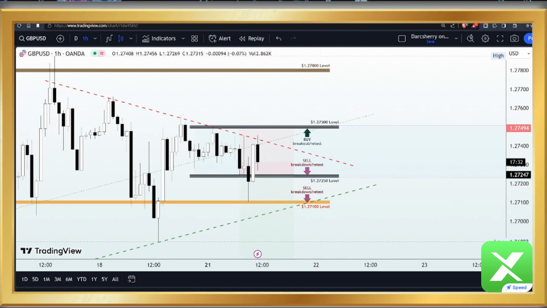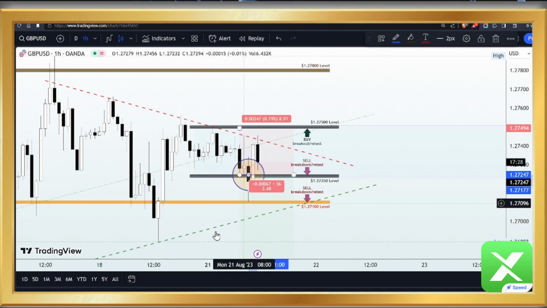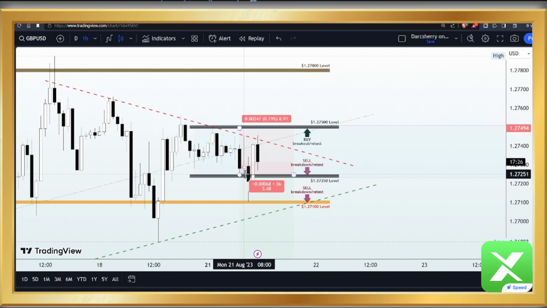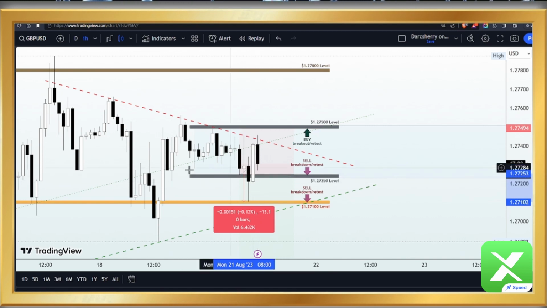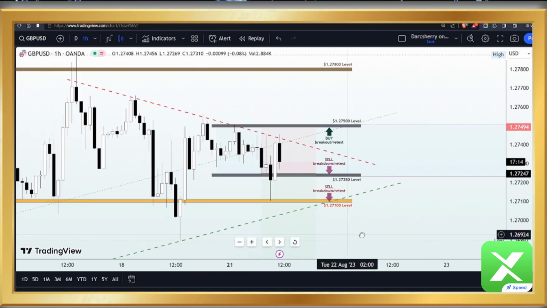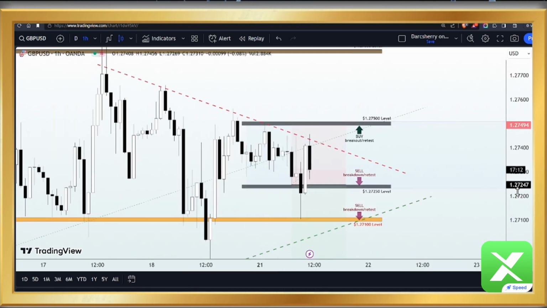And in fact, I actually saw the breakdown of the support line happen here, which triggered my sell position. Price moved about 15 pips in my favor. I moved the stop loss to break even, and I was taken out of that position, giving me signs that we might likely be seeing a bullish momentum trigger at this point in time.